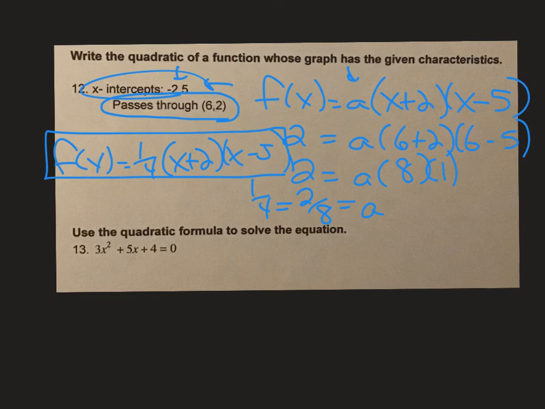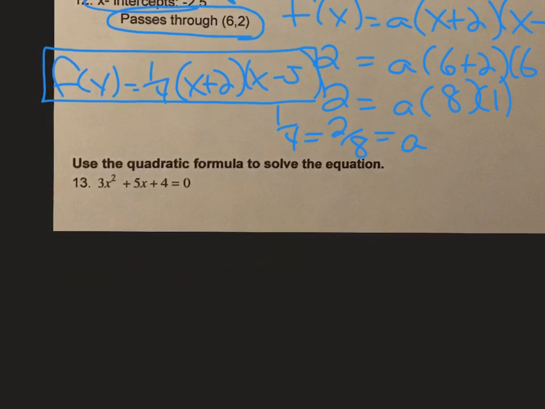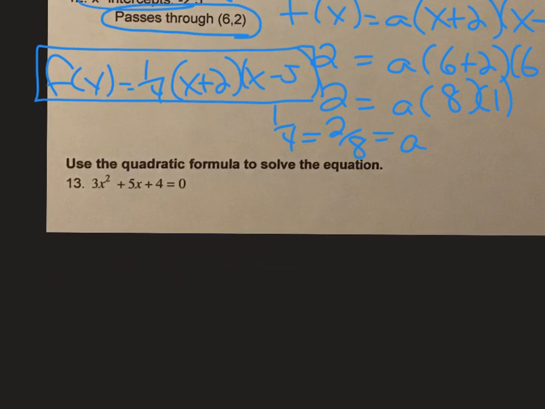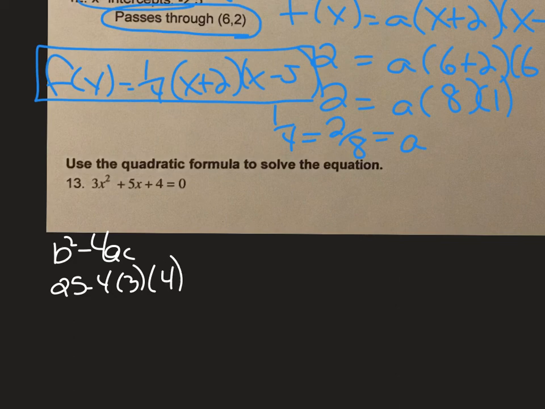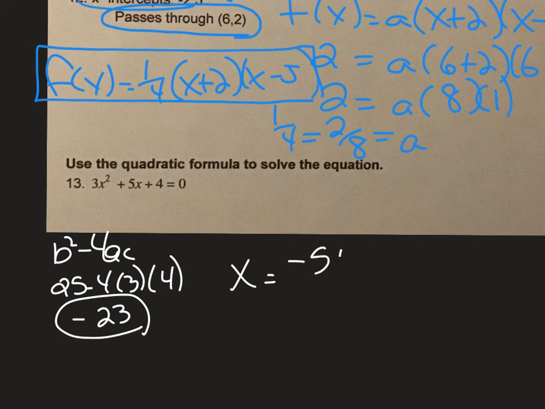Okay, last one. Use the quadratic formula to solve the equation. So I'm going to do this for quadratic formula. I'm always going to do the b squared minus 4ac first. So this is what I'm doing first, b squared minus 4ac. B squared would be 25 minus 4 times a times c. And if I work that out, I get negative 23, and that's what's going to go inside my radical. So I'm going x equals negative b plus or minus the square root. I already did that part, all over 2a.